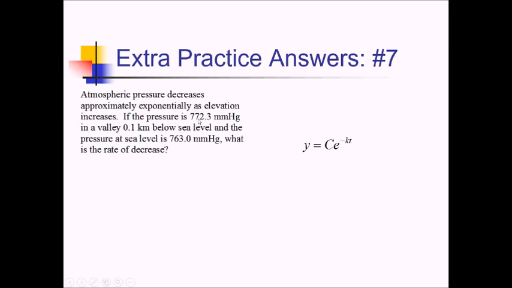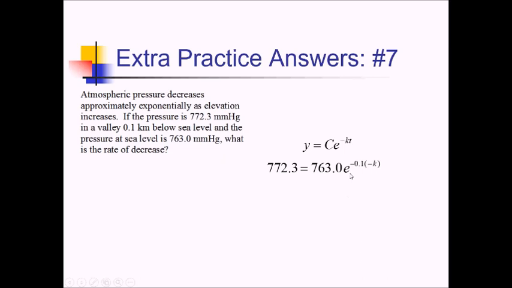So if the pressure is 772.3 millimeters of mercury in a valley 0.1 kilometers below sea level, and pressure at sea level is this other amount, we want to know the rate of decrease. So we're solving for k, that's the rate of decrease. So that means we need to plug in things for y, c, and t. So y, this is the non-starting pressure value. They said the pressure is 772.3 millimeters of mercury in a valley 0.1 kilometers below sea level. So this is our non-starting value. This is going to be our y value here, this 772.3. The starting value, by which they mean the value at 0 kilometers at sea level, is going to be this 763 value. And then we're doing e to the negative k times, we have an input value of 0.1 kilometers below sea level. That's going to be negative 0.1.